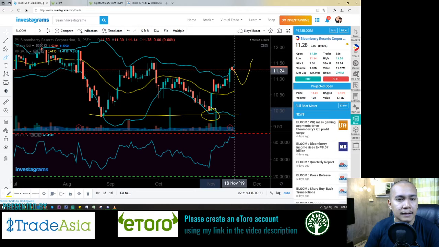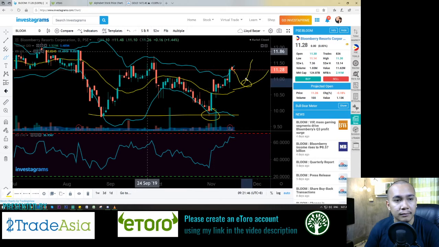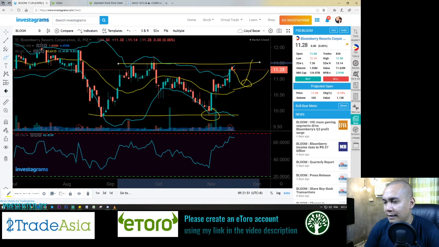Antay lang tayo ng next na pullback ni Bloom before we wanna enter Bloom. May resistance na tayo. Huwag na natin habulin dyan sa taas. Right? Baka maipit lang tayo dyan. Pullback and bounce at the very least kung gusto nyo pumasok kay Bloom.